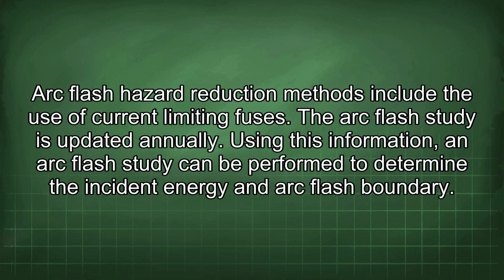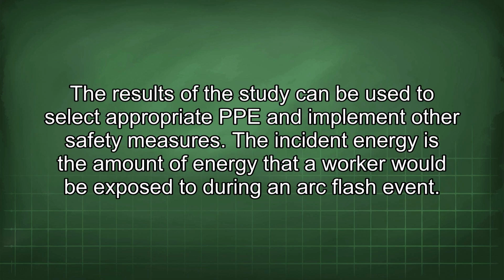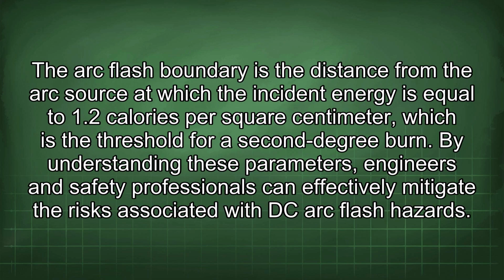Using this information, an arc flash study can be performed to determine the incident energy and arc flash boundary. The results of the study can be used to select appropriate PPE and implement other safety measures. The incident energy is the amount of energy that a worker would be exposed to during an arc flash event. The arc flash boundary is the distance from the arc source at which the incident energy is equal to 1.2 calories per square centimeter, which is the threshold for second-degree burn. By understanding these parameters, engineers and safety professionals can effectively mitigate the risks associated with DC arc flash hazards.